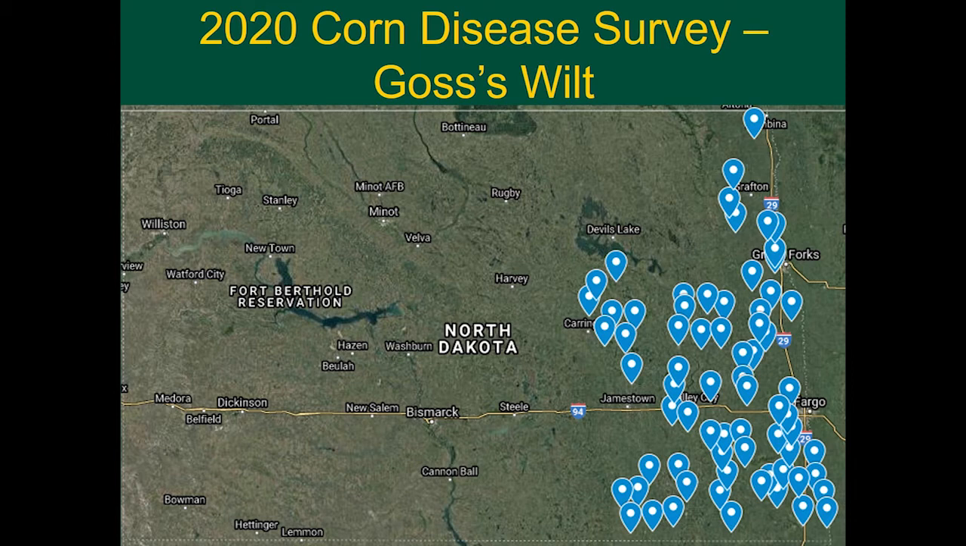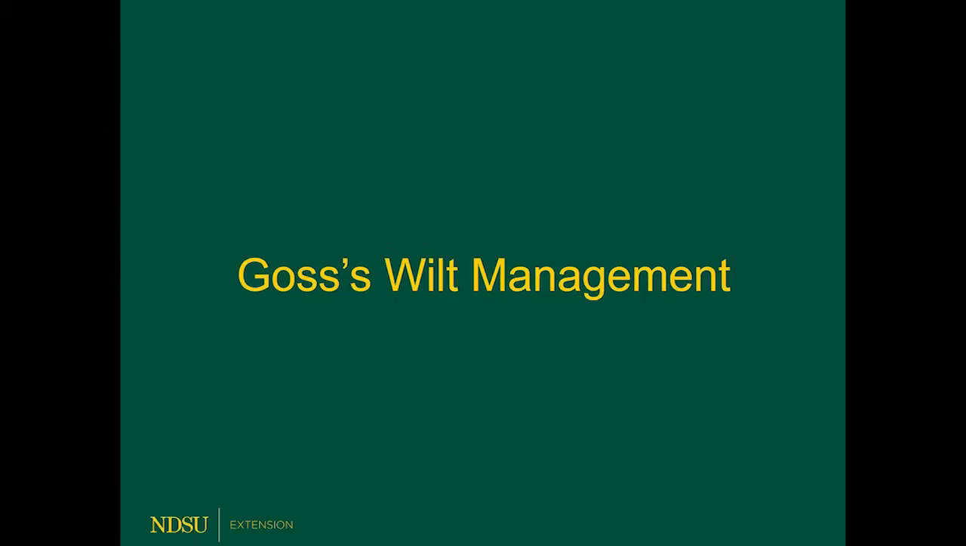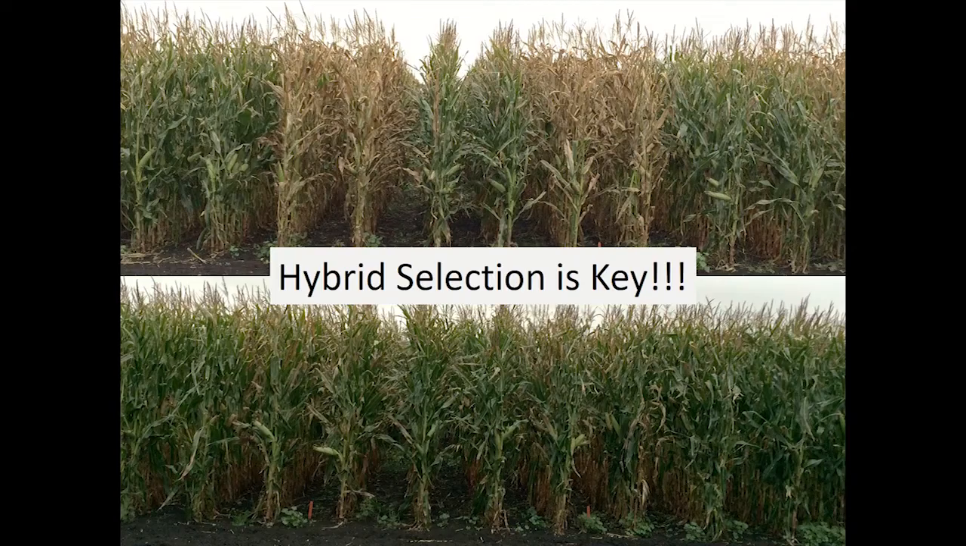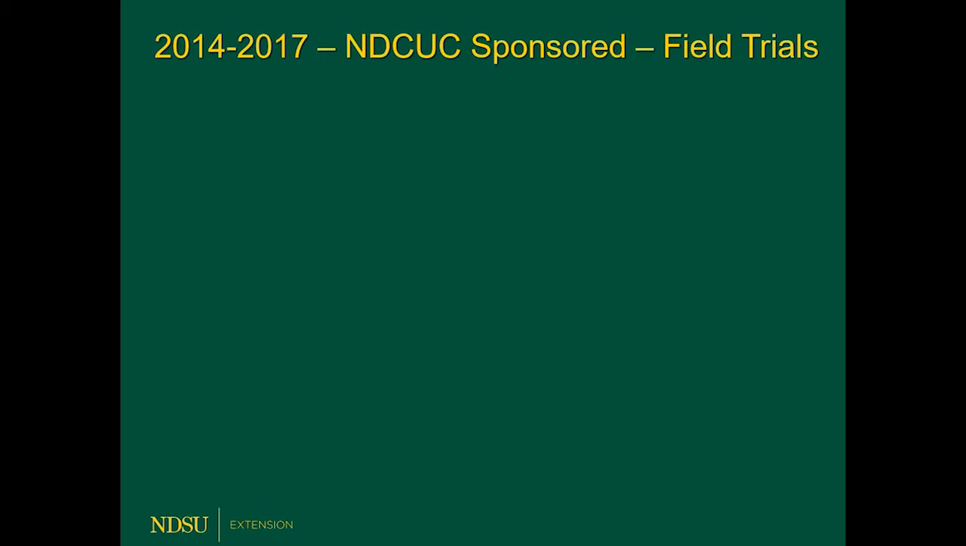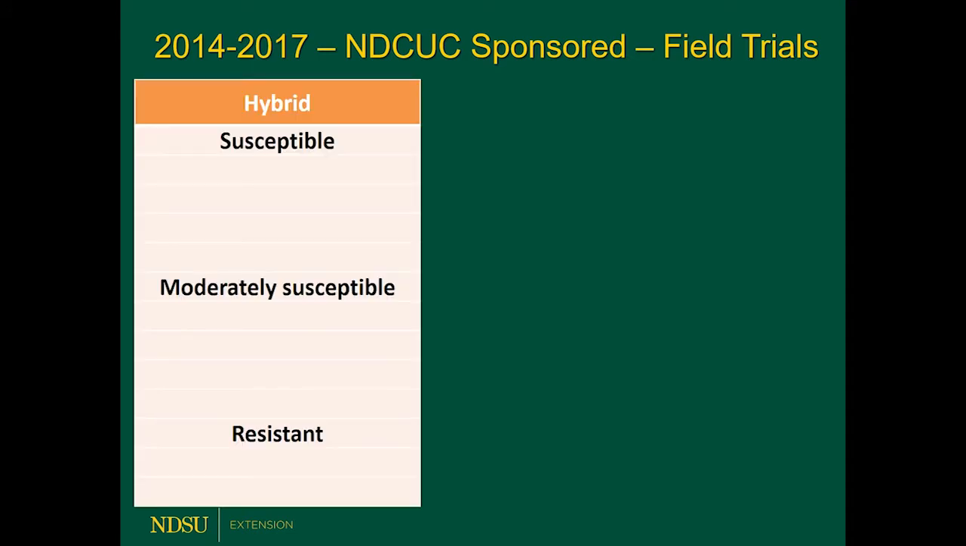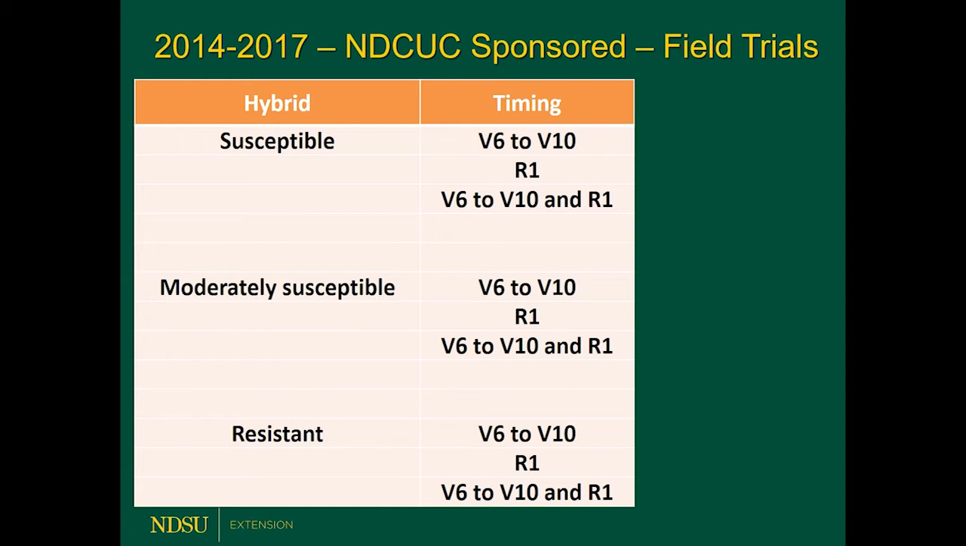The biggest thing we have to think about is identification and how do we manage it. The easiest way to think of the management plan starts with hybrid selection. That is our key. That is our most important management tool. To help convey why this is so important, I'm going to show you some results that we conducted in the field with support from the Corn Utilization Council. Here we looked at 3 different hybrids varying in susceptibility, and we inoculated the pathogen at 3 times, either at V6 to V10, R1, or what I call a double inoculation event of V6 to V10, and again at R1. Now what we're looking for is yield loss compared to a non-inoculated check.